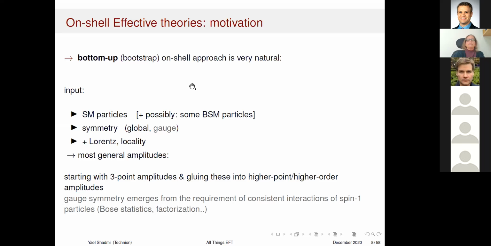Now, for this reason, the bottom-up on-shell approach is very natural because it really does the same sort of thing. The input in this case are the standard model particles, possibly some new particles. The symmetry, in this case, is mainly the global symmetry. You don't necessarily need to impose the gauge symmetry because it will emerge, and also Lorentz and locality, and out come the most general amplitudes. So starting with the most basic amplitudes, the 3-point amplitudes, you can glue them together into higher point and higher order amplitudes. And as I said, the gauge symmetry can emerge from the requirement of having consistent interactions of spin 1 particles.